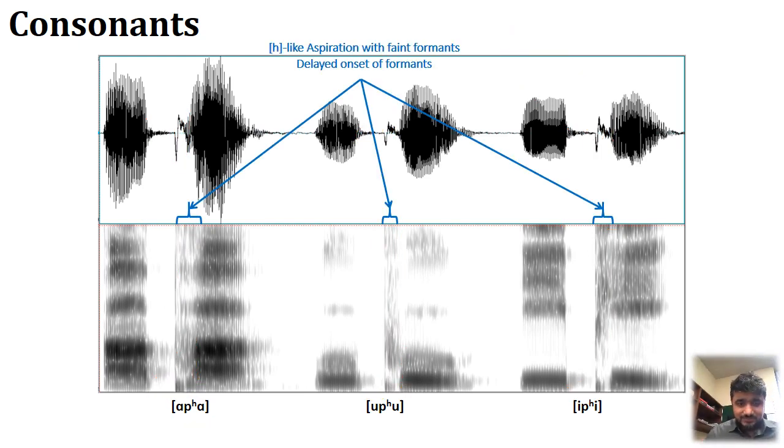Now we'll look at it again, just looking at the details. I'm calling these ha-like aspirations because we're going to see soon the spectrogram of the Urdu ha sound, which is exactly like this, but longer. When you say a ha, it's longer than this. The aspirations are usually very short. So you see ha-like aspiration with faint formants. Sometimes you're going to see broken and very faint formants, but the actual formants would be delayed in their onset. And again, observe these bursts, which are clearly observable in the case of these aspirated stops.